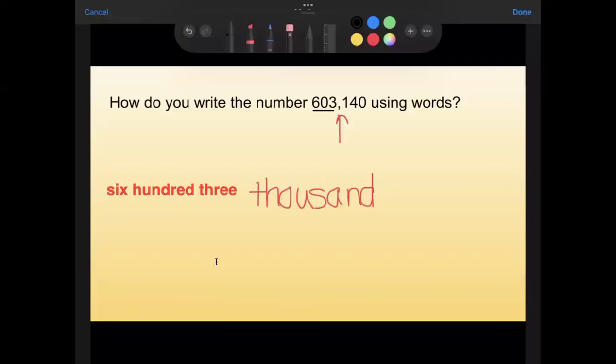Now I can focus on what comes after the thousands comma, which is right here, 140. So that's what I'm going to type after the word thousand. So I'm going to type 140 because there's 100 and 4 tens, which is 40, and 0 ones. So this is how it would look in word form.